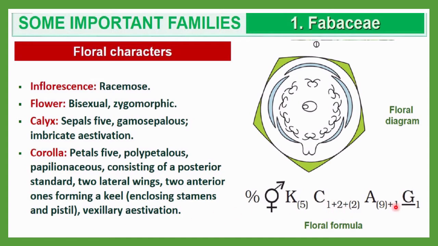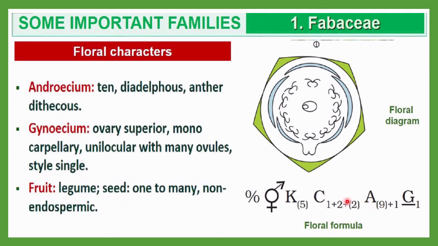and it is indicating vexillary estivation. Then you should write the androecium. So let me discuss androecium first, then we will complete the floral formula. The androecium number is 10. Here you can see 1, 2, if you calculate, all will be having 1, 2, 3, 4 up to 10. The number of androecium is 10.